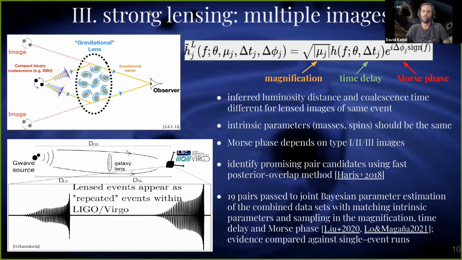What we did then to search for them is look at all the possible pairs of events within this catalog, identified the most promising ones with a very fast posterior overlap-based method, where you just look at the posterior distributions from each of the events, and then pass the most interesting ones on to a more detailed joint Bayesian parameter estimation, where you redo your parameter estimation analysis, combining the two data sets, checking for shared parameters and how well they match each other, and then do an evidence-based model comparison against the single runs, so assuming they're not lensed.